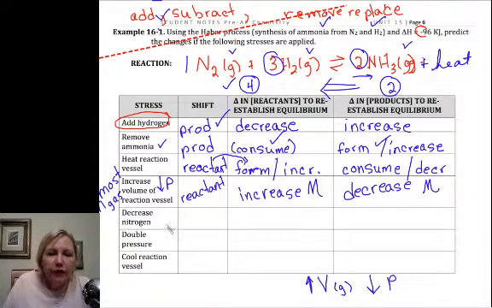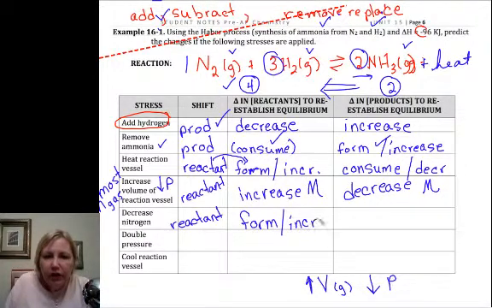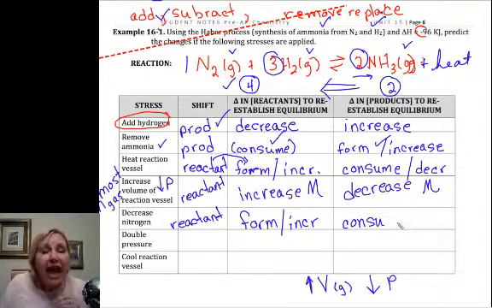If I decrease my nitrogen, if I remove, I replace. So to replace my nitrogen, I have to shift to my reactant side. So these are going to be formed. In other words, they will increase. These will be consumed. This is, remember, after the stress, what am I doing to relieve the stress?